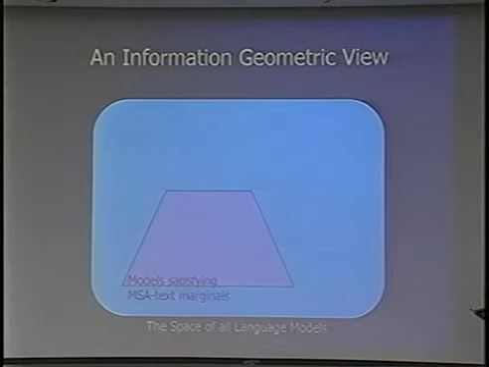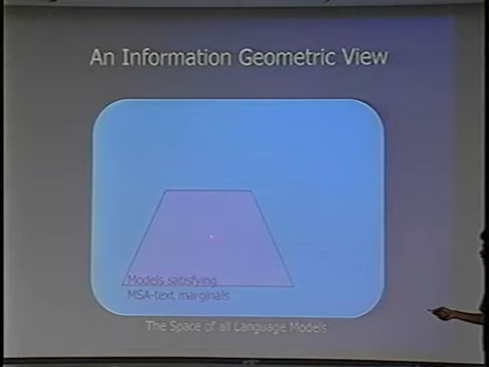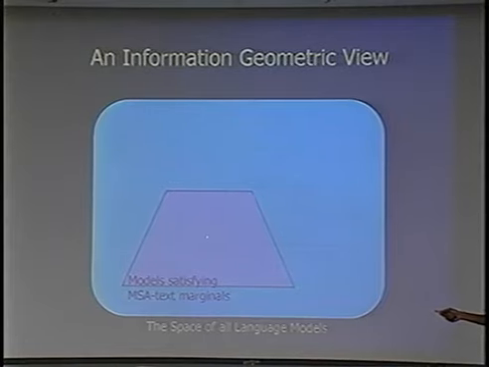Now let me give a geometric view of the process. Let this rectangle represent the space of all possible language models, and within this rectangle, this pink trapezoid represents all the models which satisfy the MSA text marginals. Here by MSA text marginal, we mean that the model expectation of any feature equals the empirical expectation of the feature from the MSA text. So first we have to select a point in this space, which is the MSA text language model.